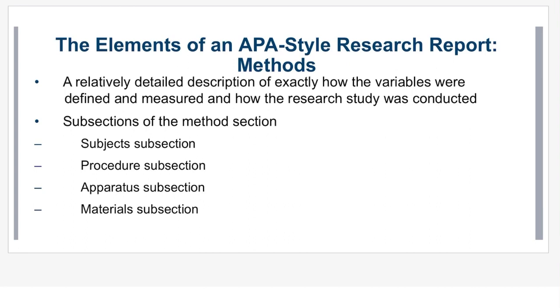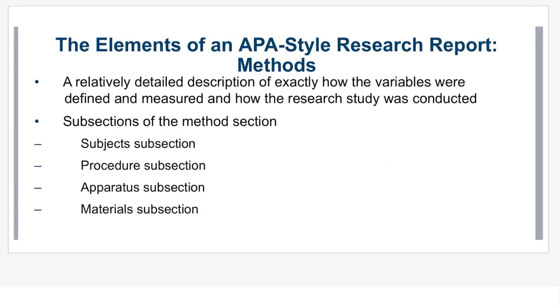The main reason for this section is for readers to determine the adequacy of your study and your research and what you did, and also to be able to duplicate it if they want to, or expand on it if they want to in their own research. And so in order to do that, it has to be very detailed so they know exactly what you did. And so there are some subsections often to the method section.